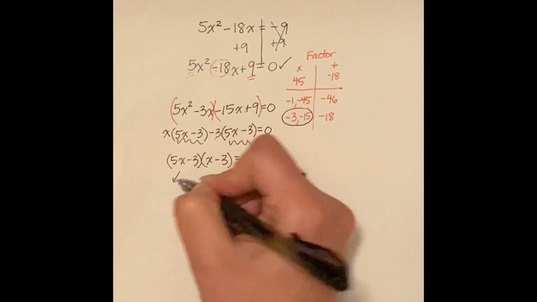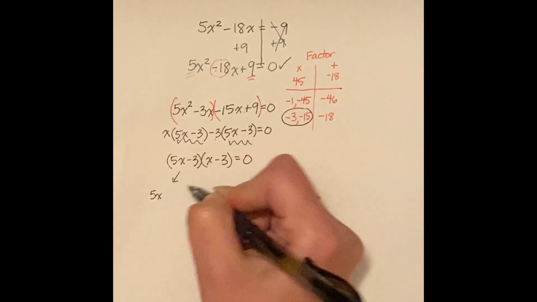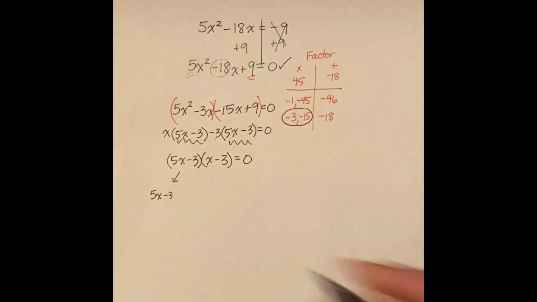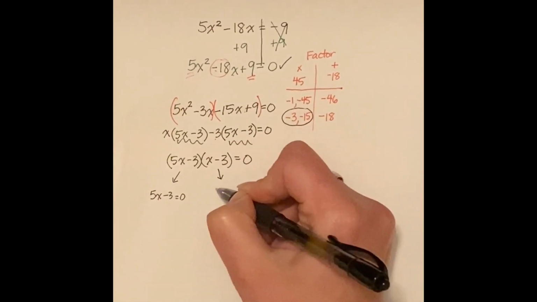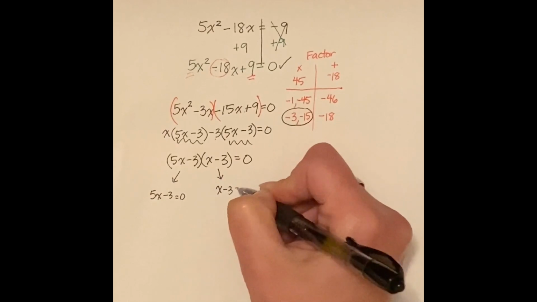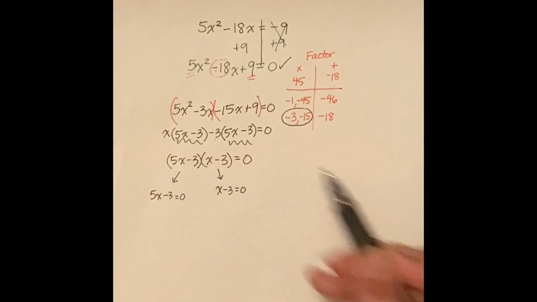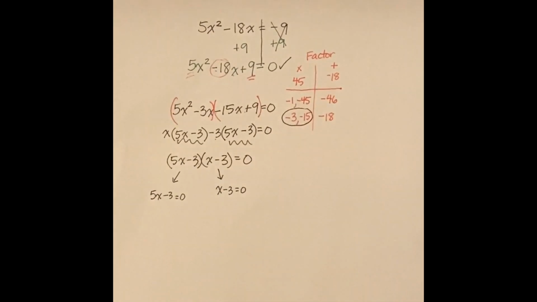So we're going to take this 5x minus 3, and it's going to be equal to 0. Because remember, we're using the zero product property, which means if one of these terms is 0 and you multiply it, then the answer has to be 0. So either 5x minus 3 is 0 or x minus 3 is 0.